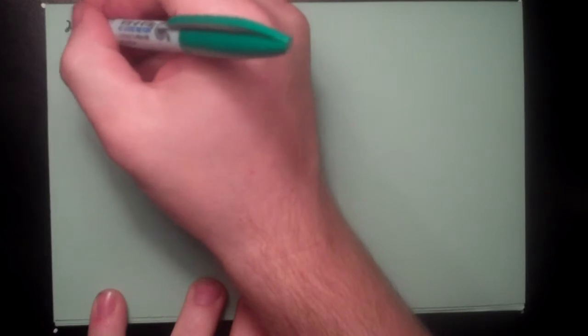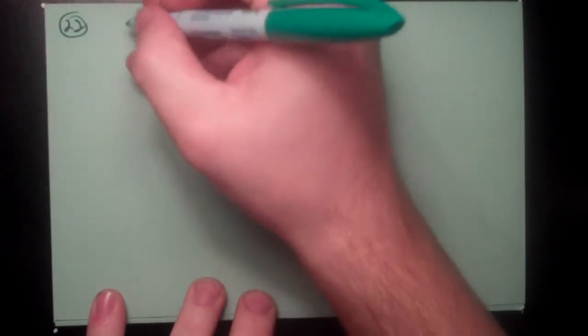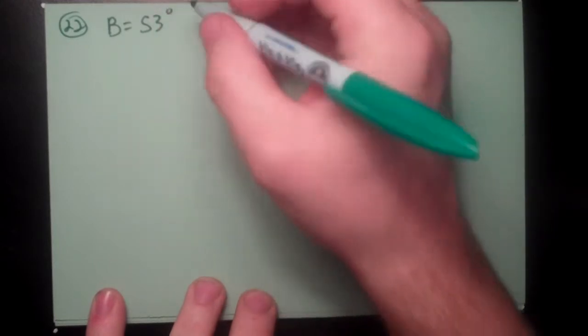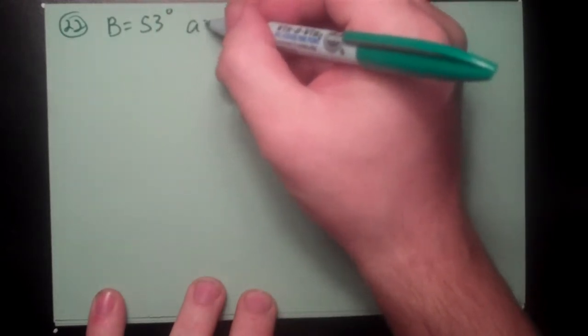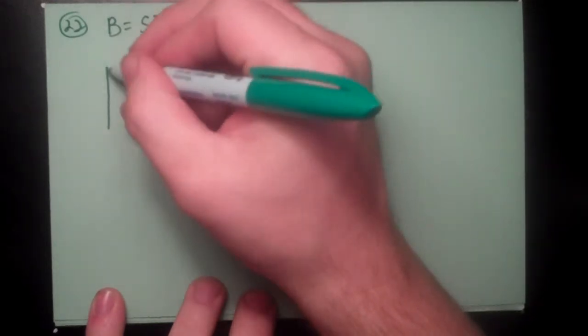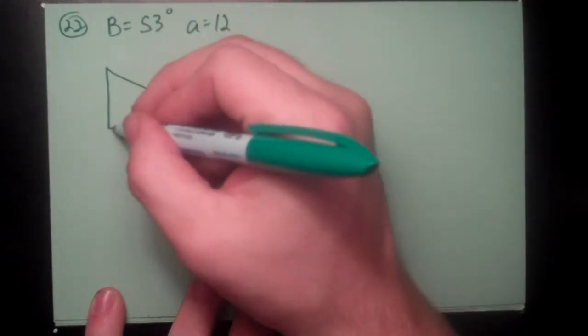Just a few more, starting with number 22. Number 22 says B equals 53 and A equals 12. And they give us this diagram to follow. So we'll do that.